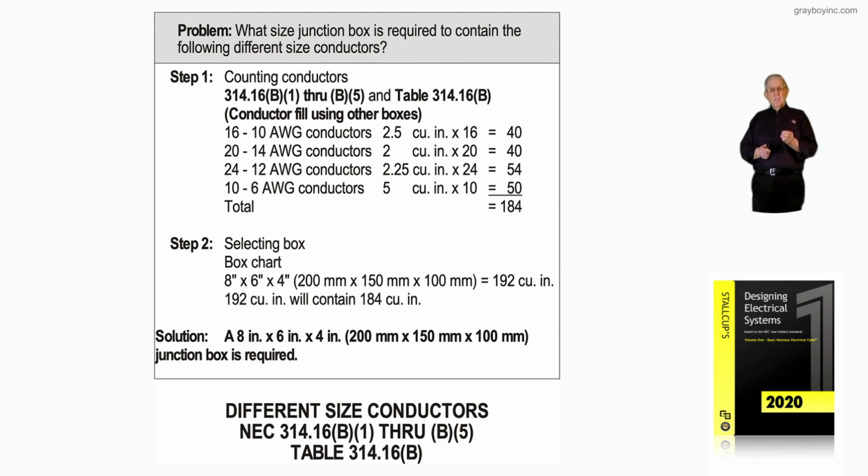So 8 by 6 by 4, we come up with 192 cubic inch. Will that house 184? Absolutely. So the solution is then, and the answer is, an 8 by 6 by 4 junction box is required to house 184 cubic inch.